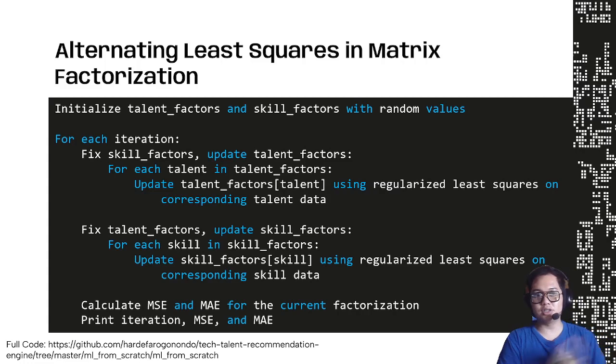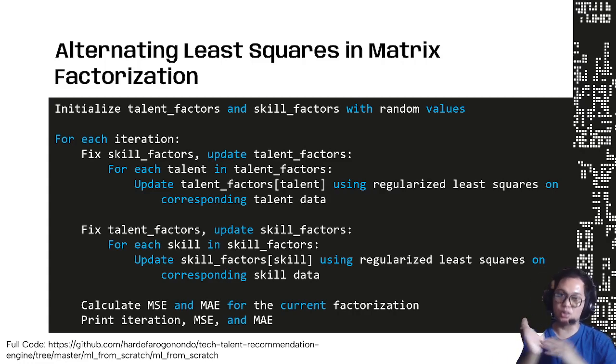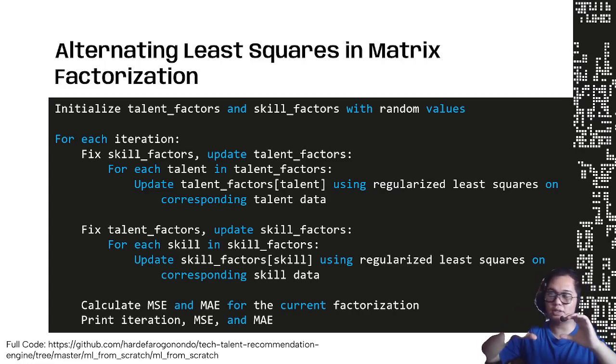And for each iteration, we fix, let's say the first one is the skill factors, and we update the talent factors. For each talent in talent factors, we update the talent factors per talent using the regularized least squares on the corresponding talent data. By the way, this regularized least squares can be adjusted, or you can say hyperparameter tuned, and this is one of the parameters that we can tune over here. That's the first loop, the first fixed matrix that we will find.